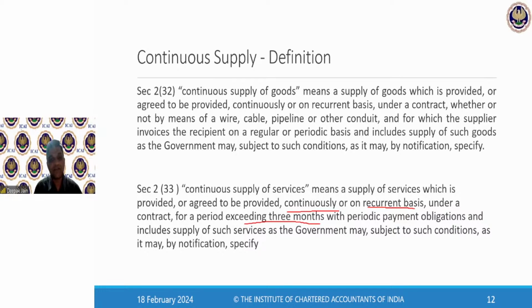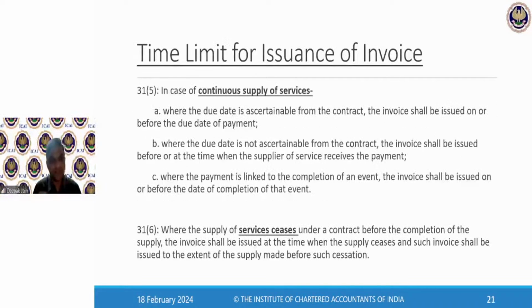Continuous supply means any supply wherein I'm continuously supplying for a period of 3 months. 3 months minimum, more than 3 months also possible. In that case, the time of supply will be where the due date is ascertained from the contract. The invoice shall be issued on or before the due date, where the due date is ascertainable from the contract. Where the due date is not ascertainable, the invoice shall be issued at the time when the supplier of service receives the payment.